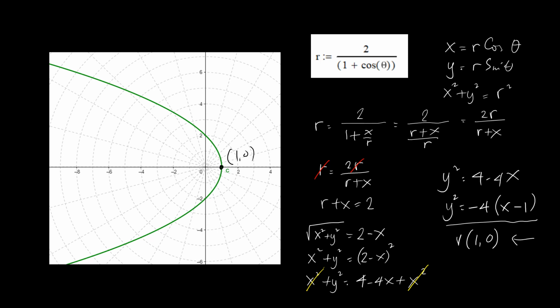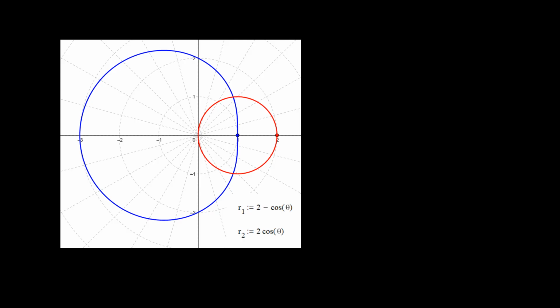Okay, so the equation of the parabola is y squared equal to 4 minus 4x. We have here two polar curves, a limacon, r equal to 2 minus cosine theta, the polar curve in blue, and the circle r equal to 2 cosine theta, the circle in red. So the idea here is how to find the points of intersection of these two polar curves.